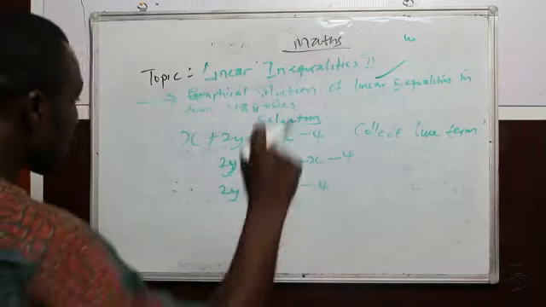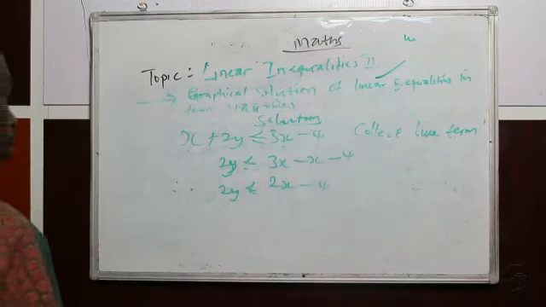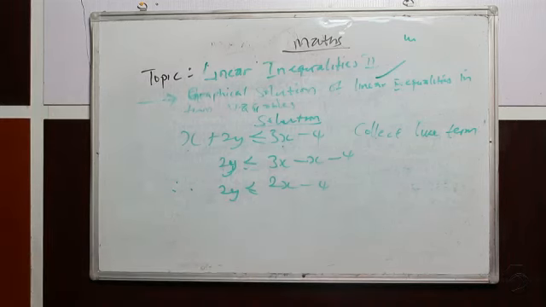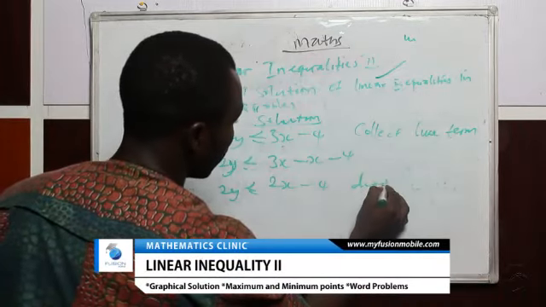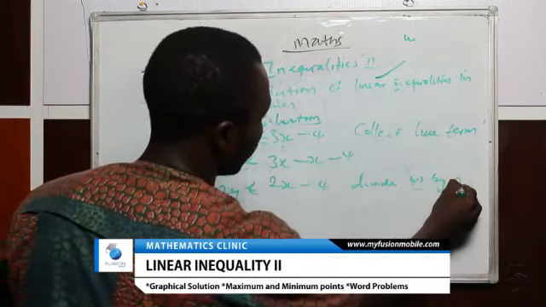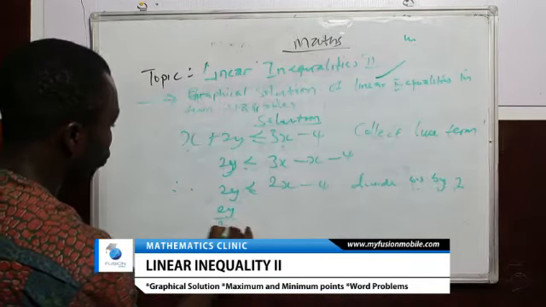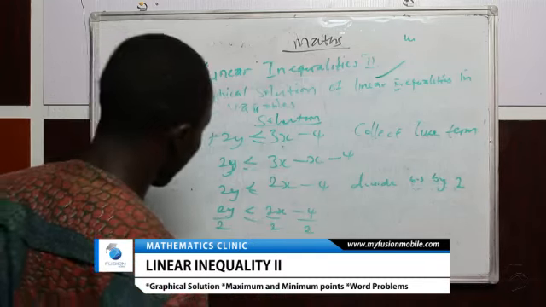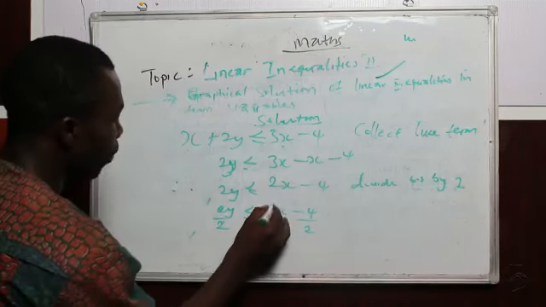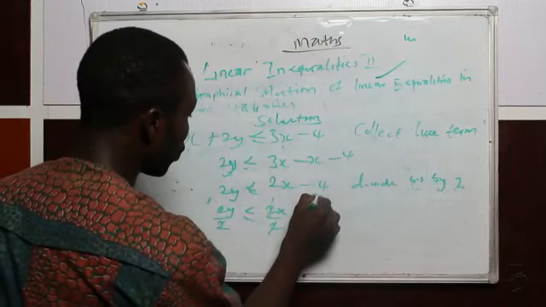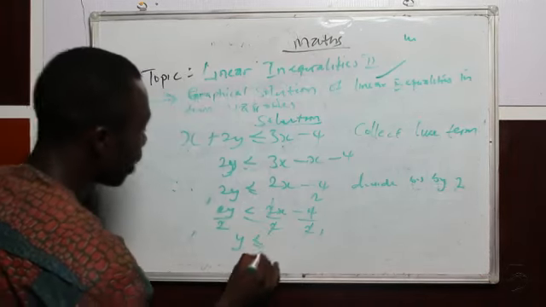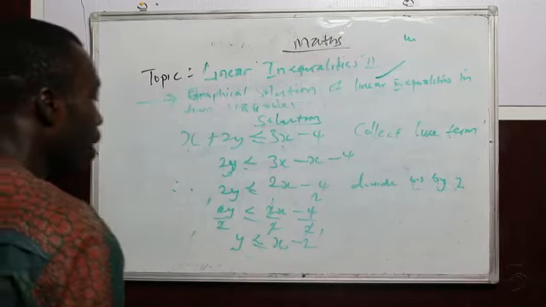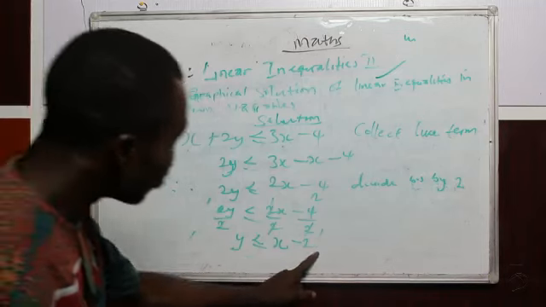Now, this is our left hand side, this is our right hand side. We discovered that 2 can divide here. 2 can also divide our right hand side. The next step is divide both sides by 2. 2y over 2, then 2x over 2 minus 4 over 2. 2 here 1, 2 here 1, 2 here 2. We have y is less than or equal to x minus 2. Now, we've solved this inequality to be this.